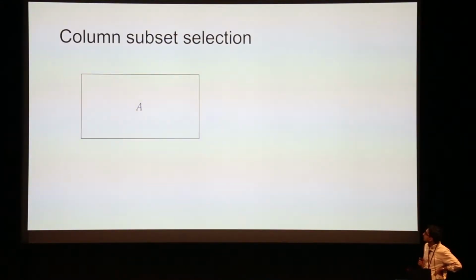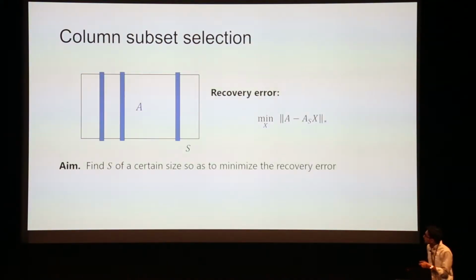Let me start with a rough introduction to what column subset selection is. This is one of the basic matrix problems. We are given a matrix A, and you have a lot of columns in this matrix, and you want to approximate the column span using a very small set of columns S. Given some set of columns, you can define a reconstruction error, which is how well you can construct the rest of the matrix using just the columns that you've picked.